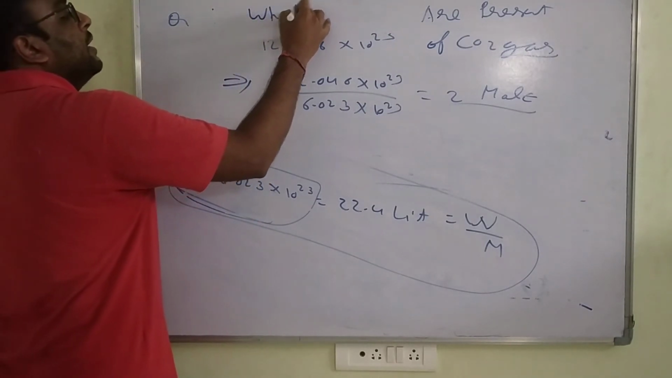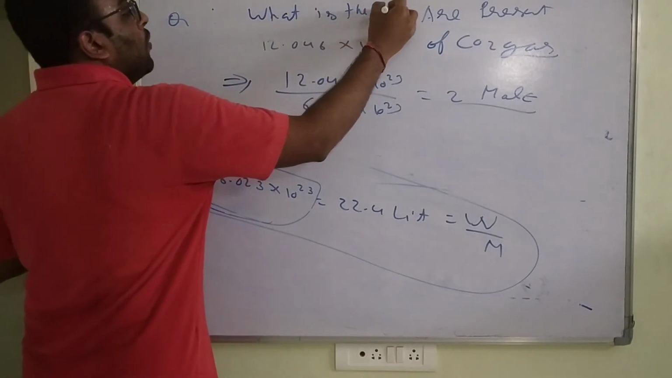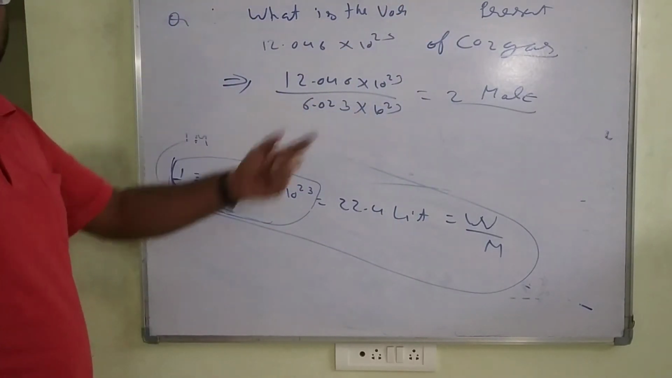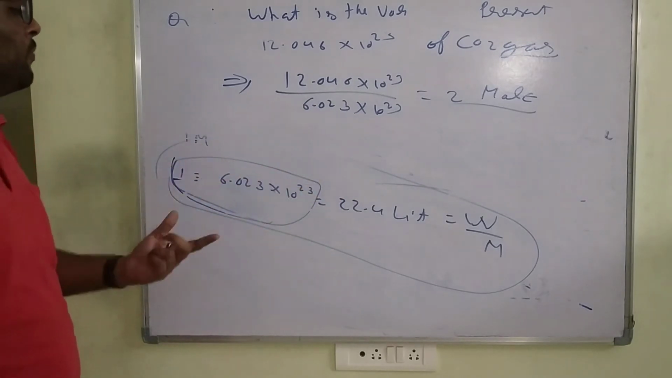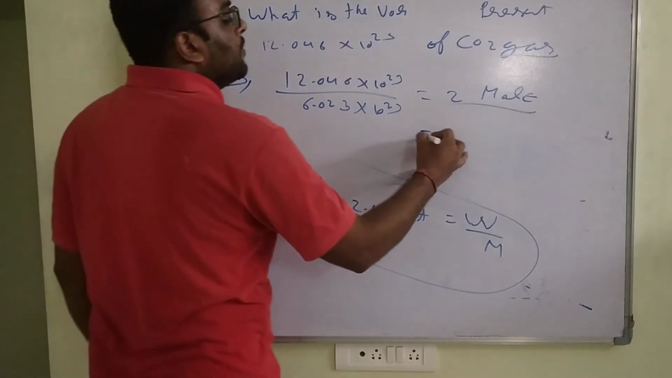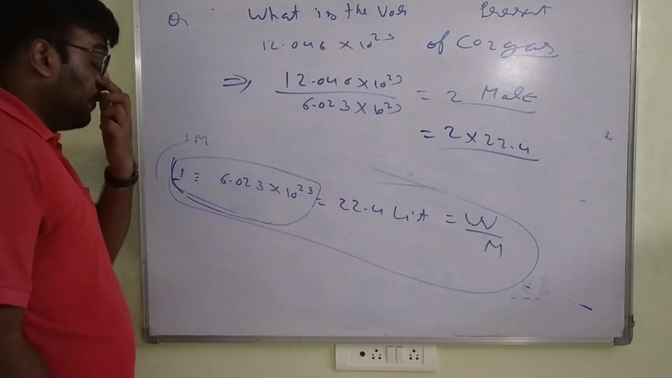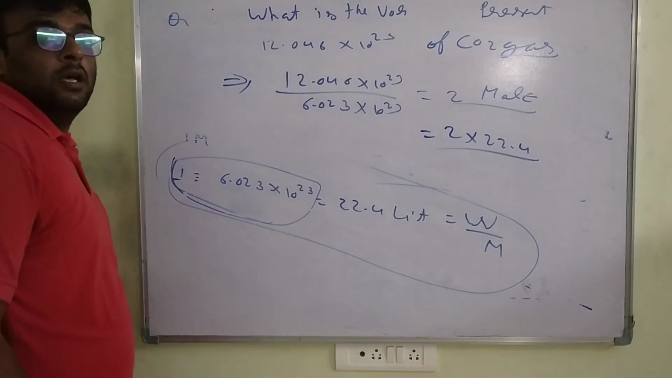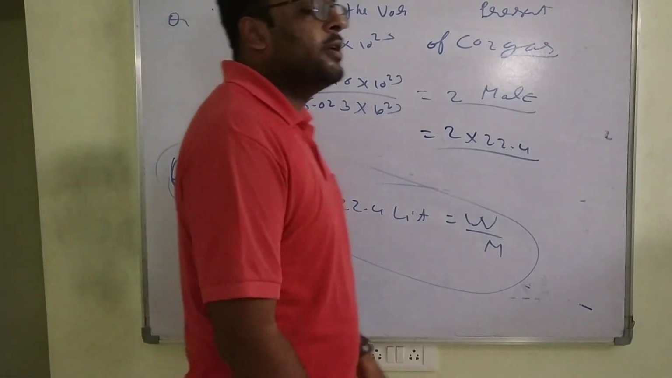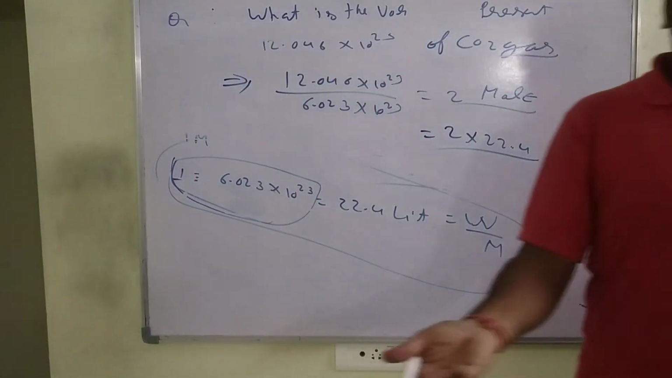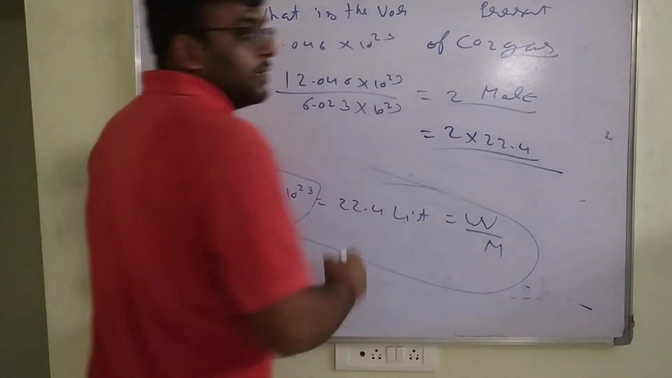What is the volume present in this? This is the number of moles. As you know, 1 mole is equal to 22.4 liters. Simply we multiply by 2, 2 times 22.4 gives 44.8. So whatever question is asked in your textbook, first of all convert into moles, and with respect to that you have to solve this. Simply we are multiplying this.